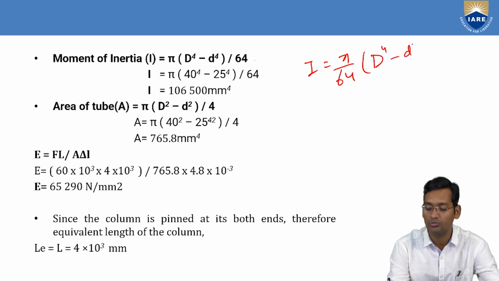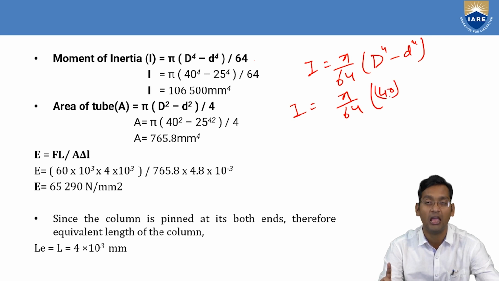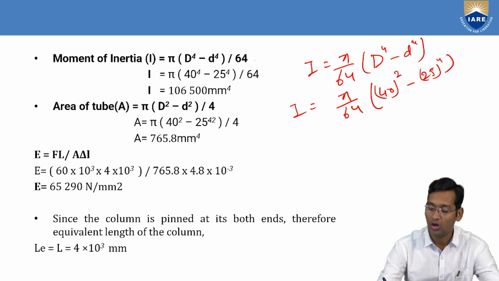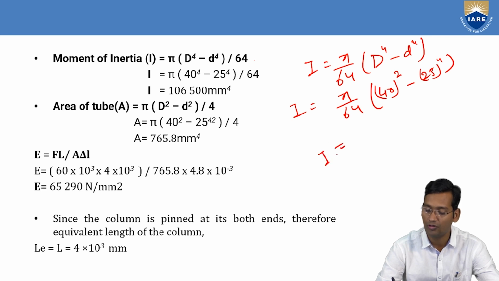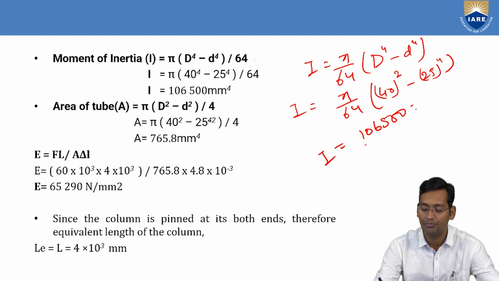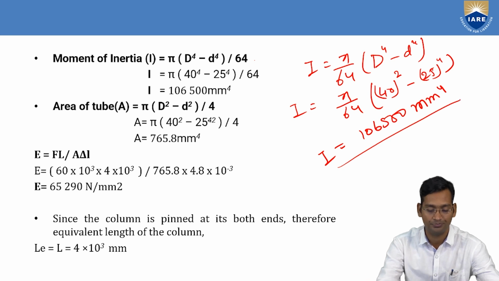d power 4 minus small d power 4. So after substituting, what we will get: I equals pi by 64 into d, which is 40. Keep in mind that we are taking mm, so all the distances should be in mm only. So 40 power 4 minus 25 power 4. After solving this, the value of I is 1,06,500 mm power 4.